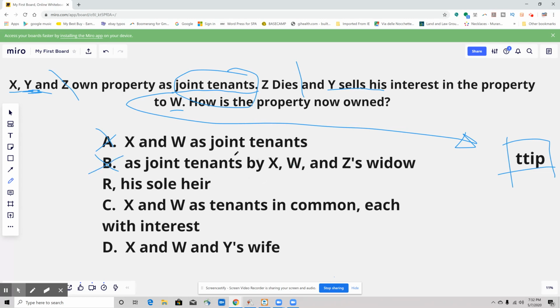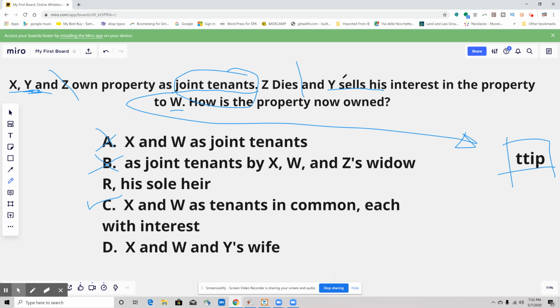C: X and W are tenants in common, each with an equal interest. Oh, yeah. But here's the thing. When we hit the right answer, we double check and make sure that there's not a better answer. D: X and W and Y's wife.